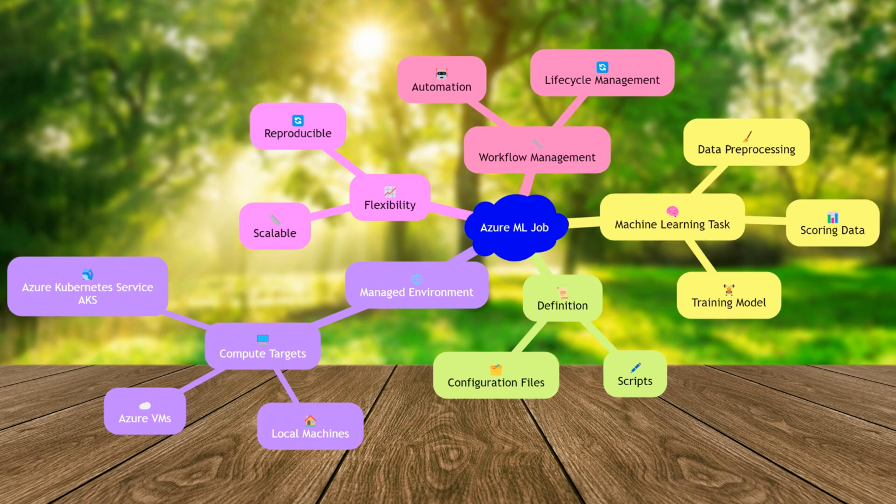An Azure ML job is a unit of work that runs a machine learning task, such as training a model, scoring data, or performing data preprocessing. Jobs are defined using scripts and configuration files, and they run in a managed environment provided by Azure. Jobs can be run on different compute targets, including local machines, Azure VMs, and Azure Kubernetes Service, AKS. The flexibility of Azure ML jobs allows for scalable and reproducible machine learning workflows, making it easier to manage and automate the entire machine learning lifecycle.